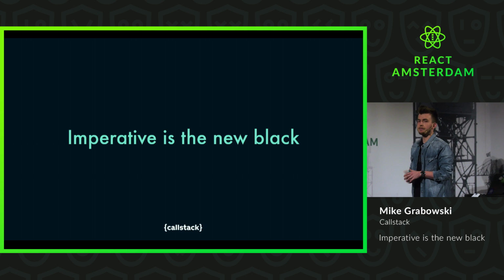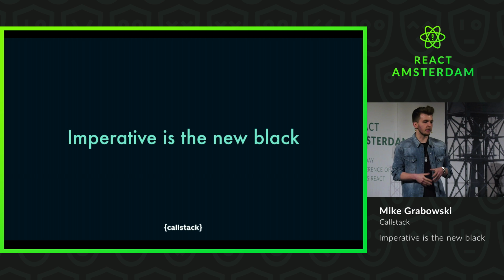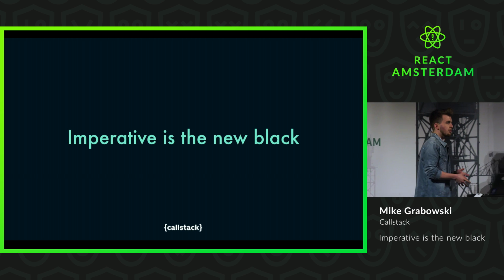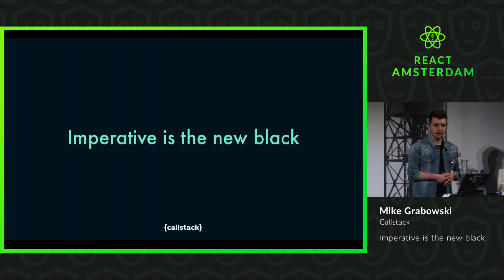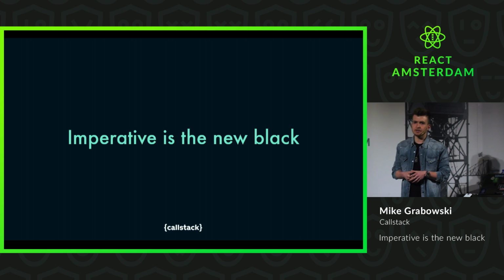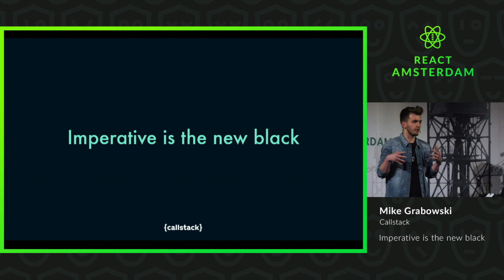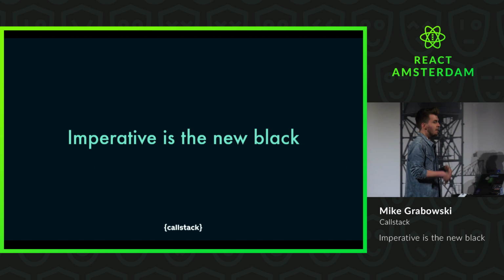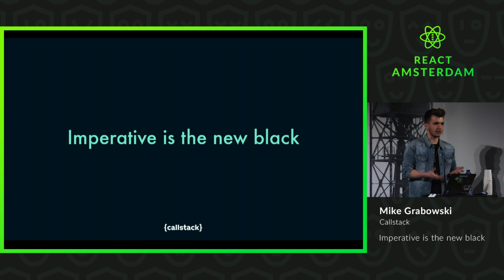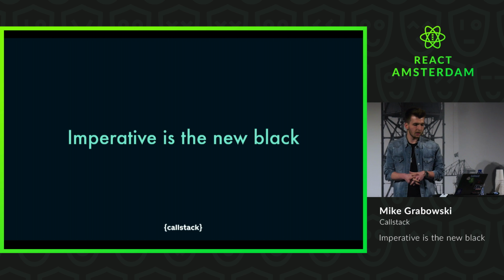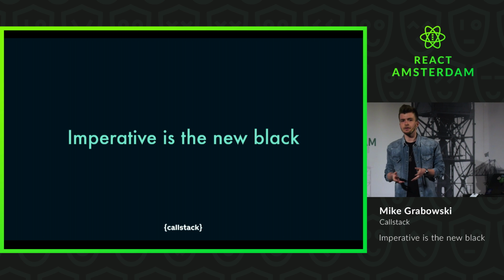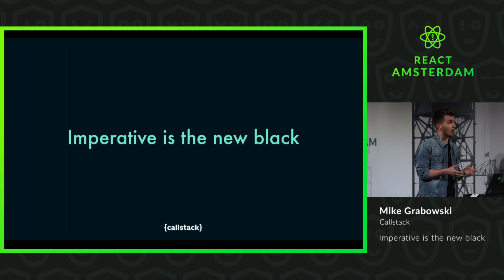So back to the title. From Urban Dictionary, the new black is something cool, a new trend to follow. It's coming from the fashion industry, because black is always in fashion. So if something is the new black, it's naturally going to be the cool thing. But imperative programming is not a new thing, right? It used to be around for a while.